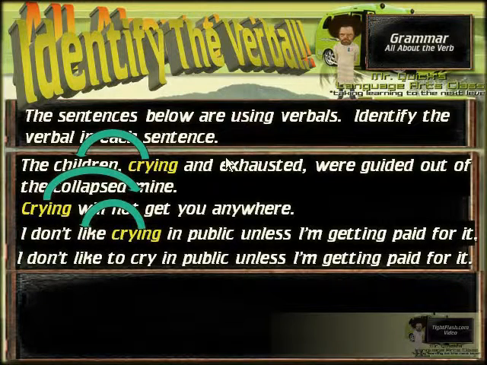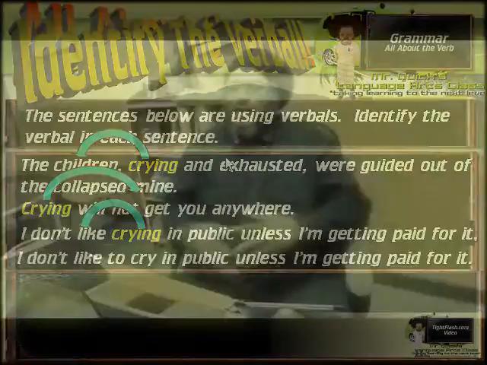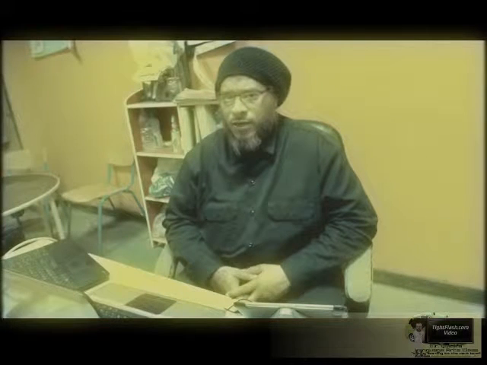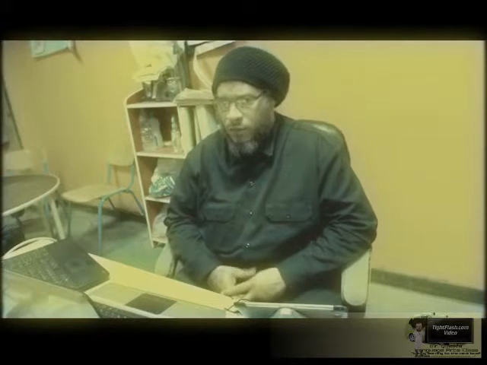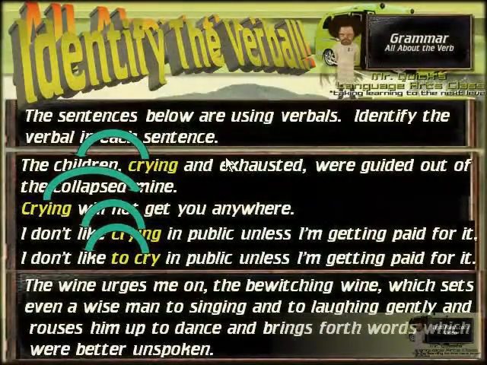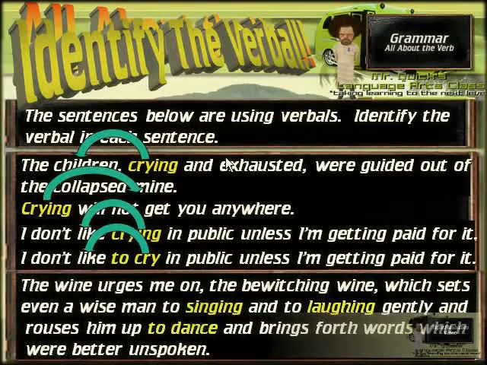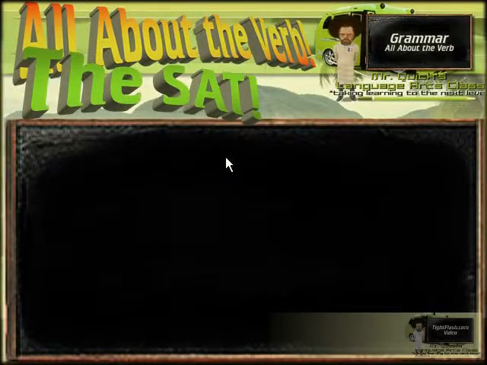Okay, I don't like to cry in public unless I'm getting paid for it. Well, in this case, I think that to cry is going to be, of course, an adverb, giving us more information about like, and it's an infinitive. It's very clear that it's an infinitive because it has the to form of our verbal here, to cry. All right, so I know, verbal's really exciting. I'm so excited, I don't know what to do. Let's just continue. If you want to see that last one there, you can. Just more of the same thing.